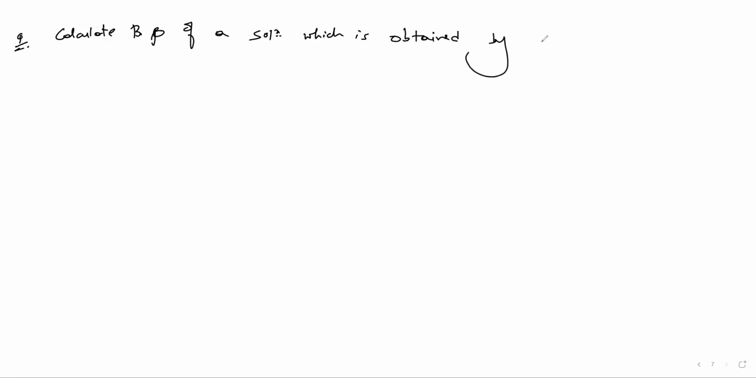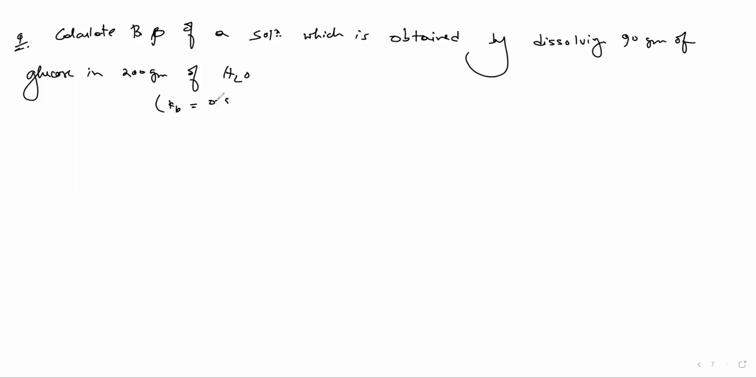Quickly solve it. Next one is calculate the boiling point of a solution which is obtained by dissolving 90 gram of glucose in 200 gram of water, where Kb value is given as 0.52 Kelvin kg per mole. Kb of what? Kb of water. Solve it.